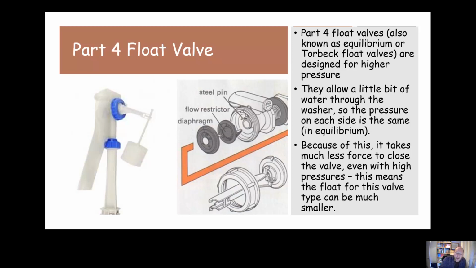And because the pressure is in equilibrium on both sides of the washer, it actually means that it takes much less force to switch it off, which means that the lever arm, you'll notice the lever arm on a Part 4 is much shorter than any of the other ones, and that's because the water pressure each side of the washer is in equilibrium, is in balance. It doesn't take very much force at all for it to rise and switch off the water. So you can use a smaller float and a smaller lever arm.